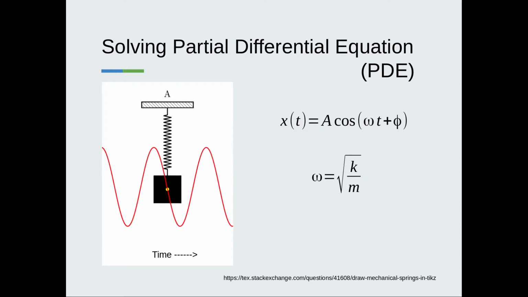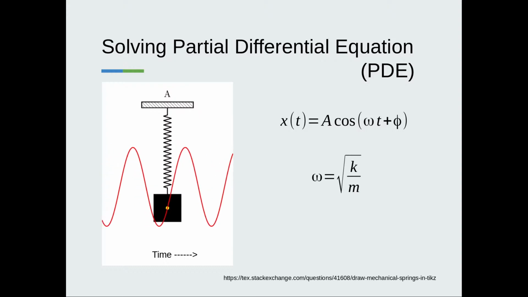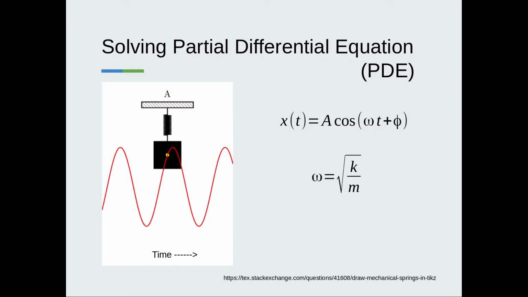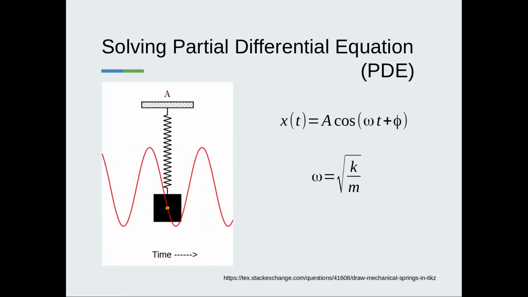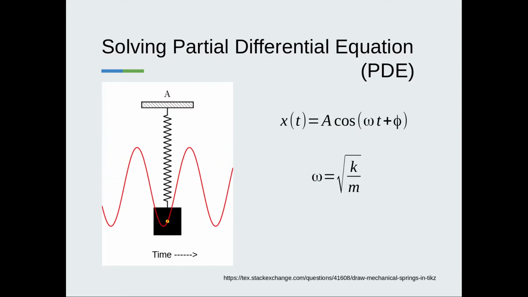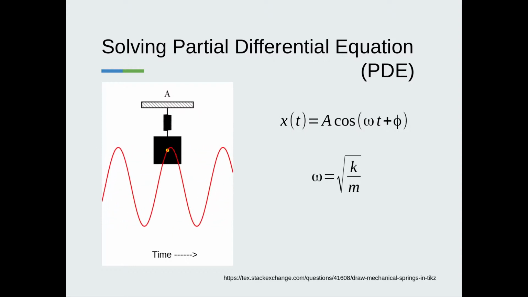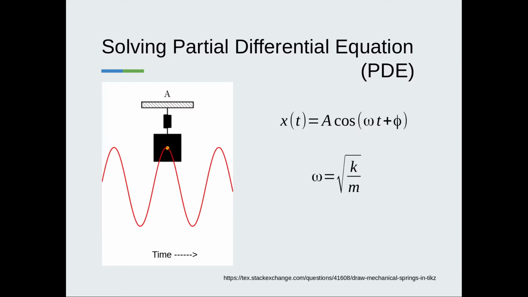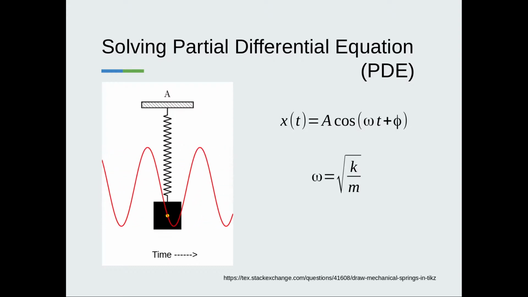And this is what our solution looks like in reality. So the position of your spring is the displacement in this picture. This is up and down, and it's moving like a cosine function. A is the amplitude, and here, as we just defined, omega is k over m, taking the square root of it.